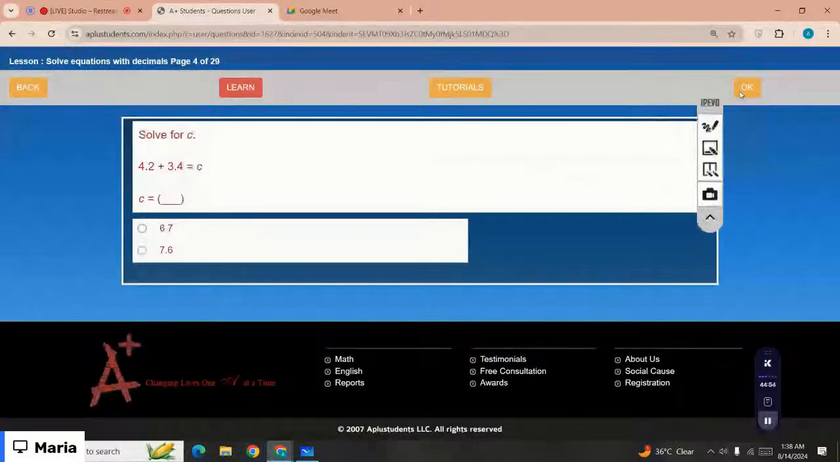Solve for c. 4.2 plus 3.4, which is the correct option? The correct option is that is 7.6. Option number 2 is the correct option.